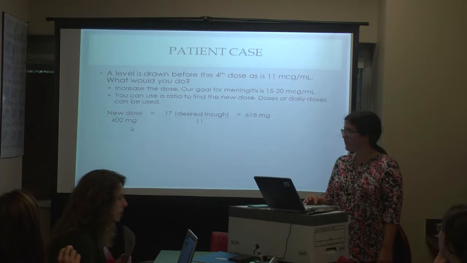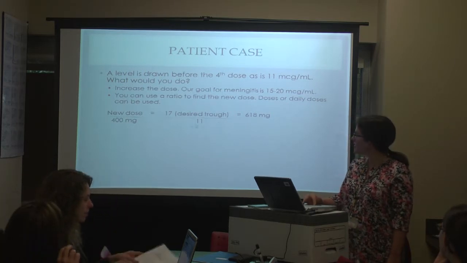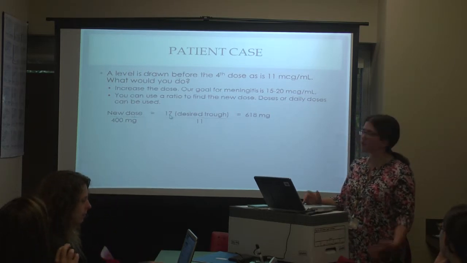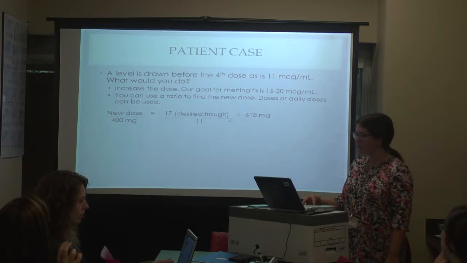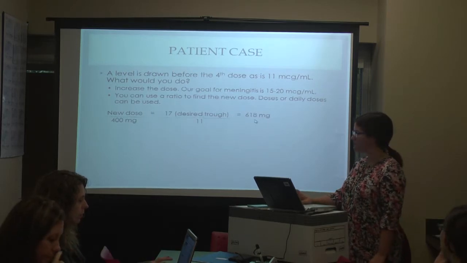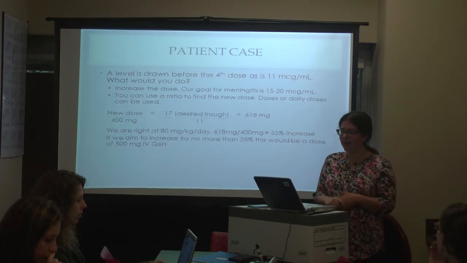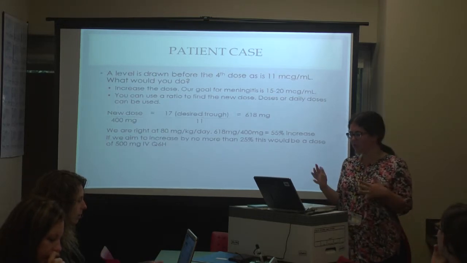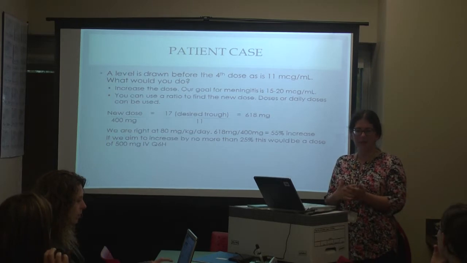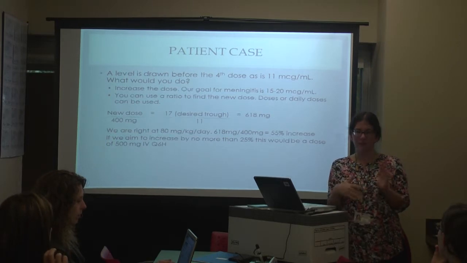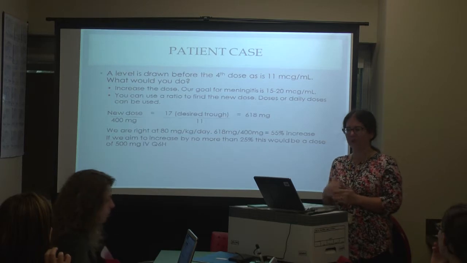So 400 milligrams, and that gave us a level of 11. And we have our new dose with the desired trough. I just picked 17. It'll give us 618 milligrams. However, you have to think about how much we're increasing the dose by. And I picked this one because I think it's a little challenging in that it's right at 80 mg per kg per day. And if you look at the protocol, it's greater than or less than. There's actually no equal to 80.